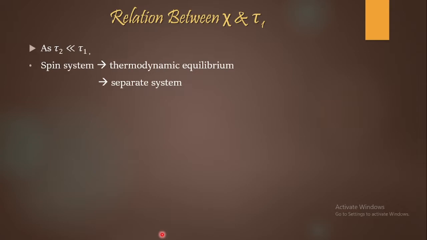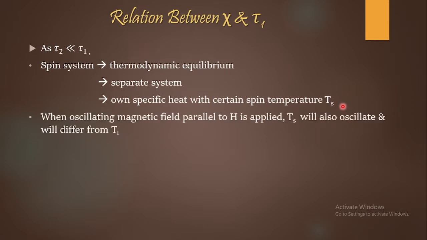So this separate system has its own specific heat as well as a certain spin temperature denoted as Ts. S stands for spin system. This is on application of a static field. But when an oscillating magnetic field is also applied parallel to the applied static field to the paramagnetic salt, the spin temperature Ts will also start oscillating and it will change from the constant temperature of the lattice.